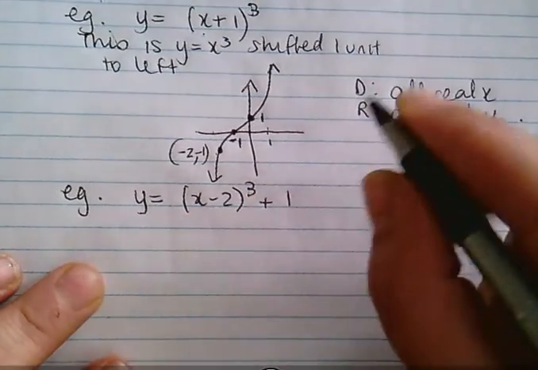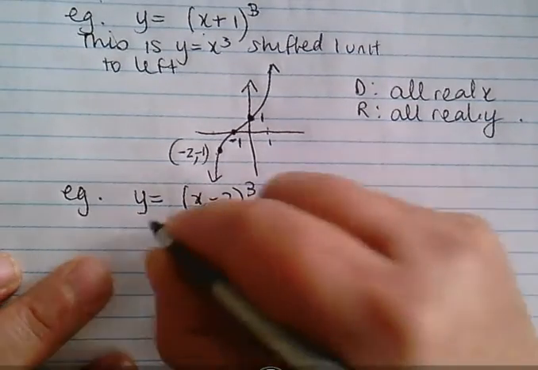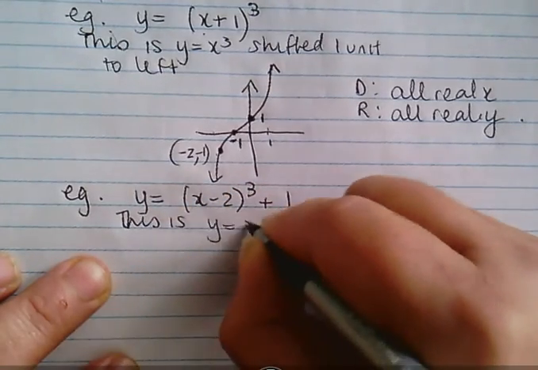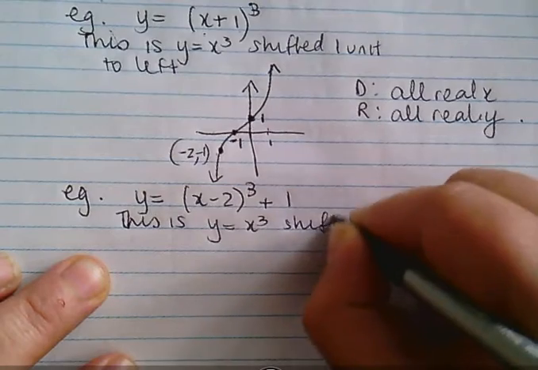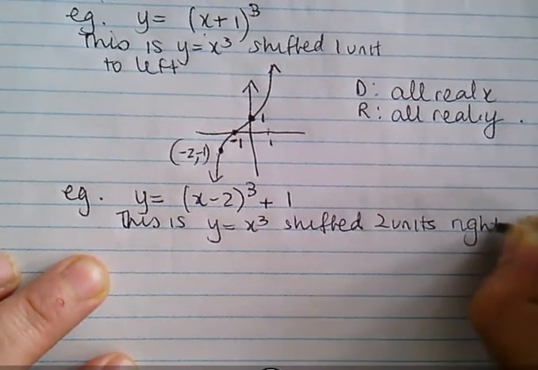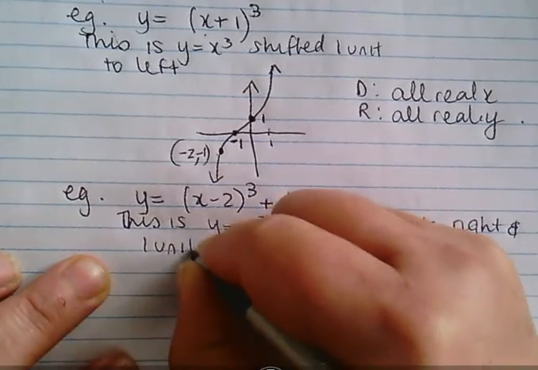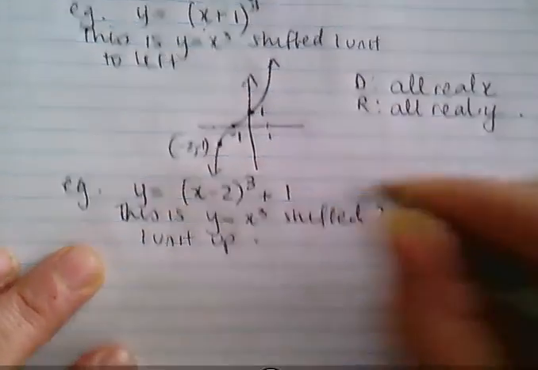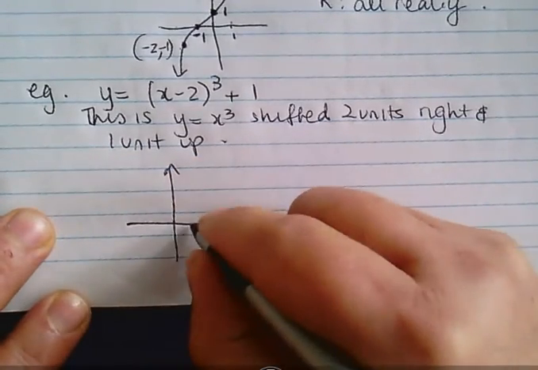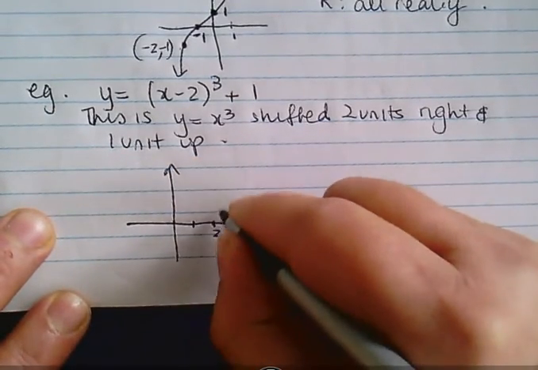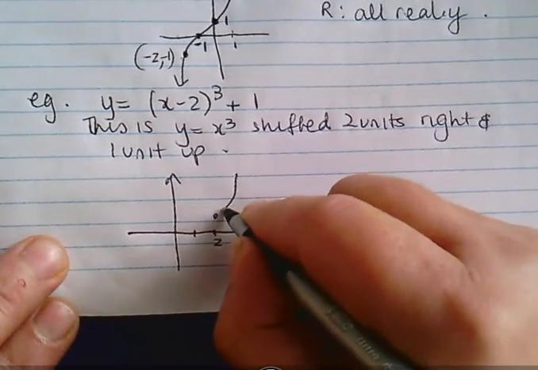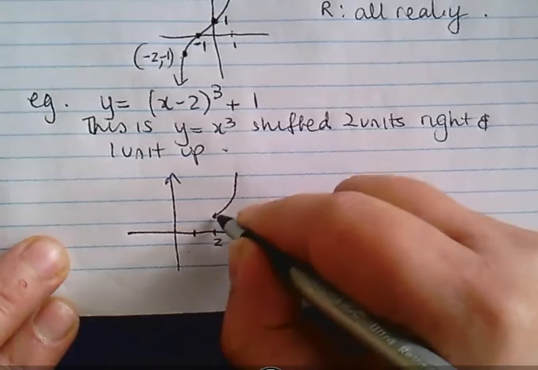And what's this last one? (x - 2) cubed plus 1. This is y equals x cubed shifted 2 units where? 2 units right and 1 unit up. So 2 units to the right would take me to 2, 1 unit up. So it's got to look like this, but we need to know where this other point is.